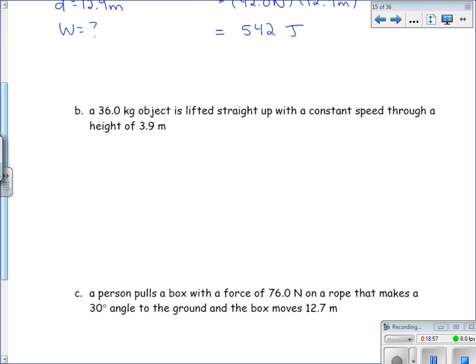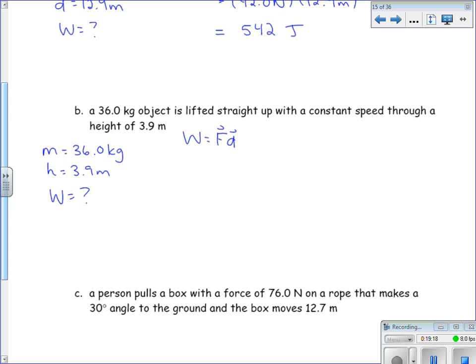A 36 kilogram object is lifted straight up with a constant speed through a height of 3.9 meters. Okay, and we want to know the work done here. So there's a couple ways we can approach this. We can look at the fact that work is equal to force times distance.